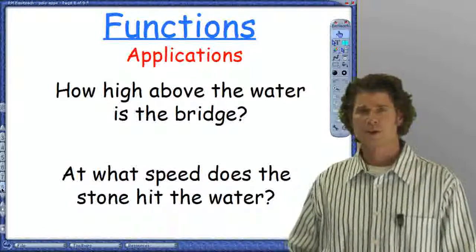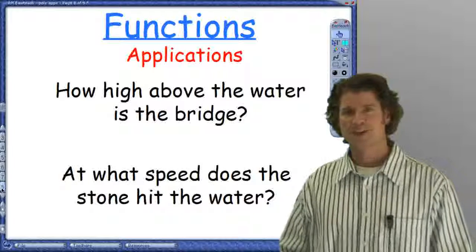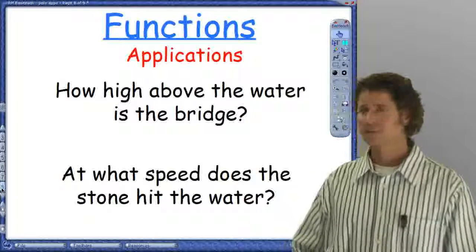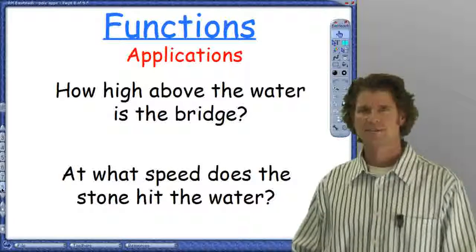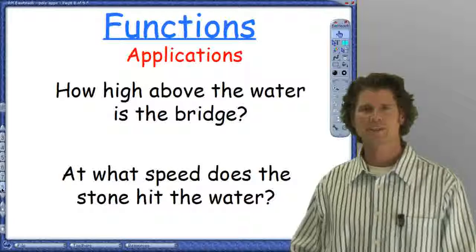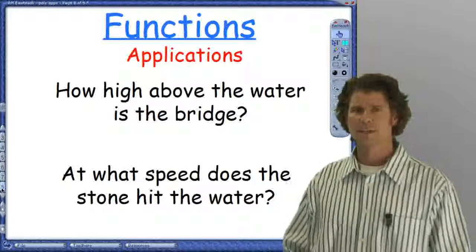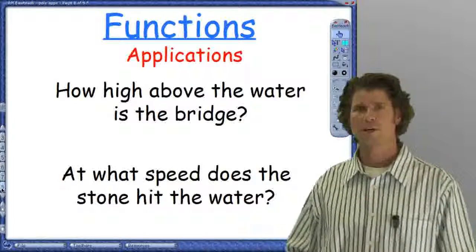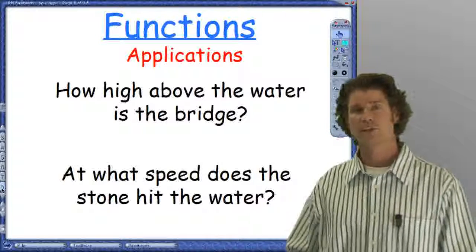Well, based on what you just saw with that bridge and that stone, and trying to solve a particular problem using the gravity function, here's what we're actually trying to get an answer to. We're trying to find out how high above the water that bridge is. Obviously, it was referred to in the video, kids like to jump off the bridge. Well, it might be nice to have some kind of an idea just how high that is. And the other question that was being asked was, what speed does that stone hit the water? That would be a good representation of what speed kids jumping off the bridge are hitting the water.